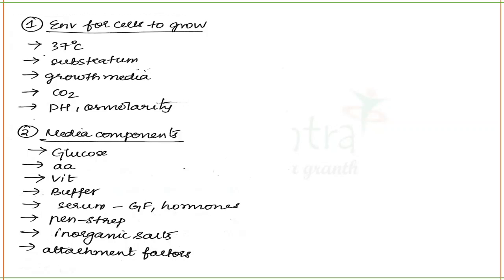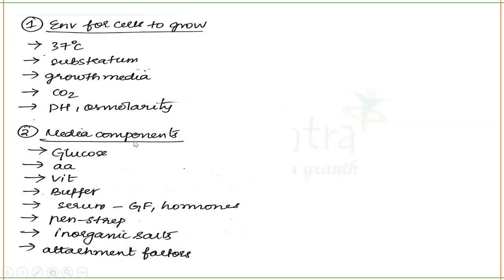growth media. Carbon dioxide, pH, and osmolarity, all of these things should be maintained properly. There should not be any deviations at all. This is a standard thing: 5 percent carbon dioxide means 5 percent carbon dioxide only. All of these things have to be maintained strictly so that you will get a proper yield.